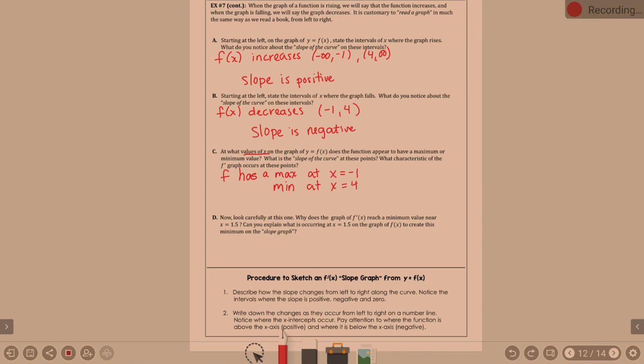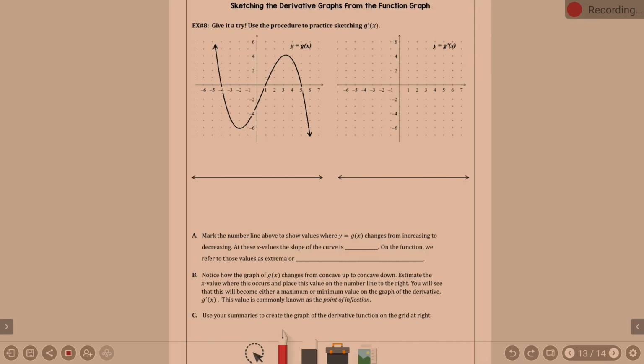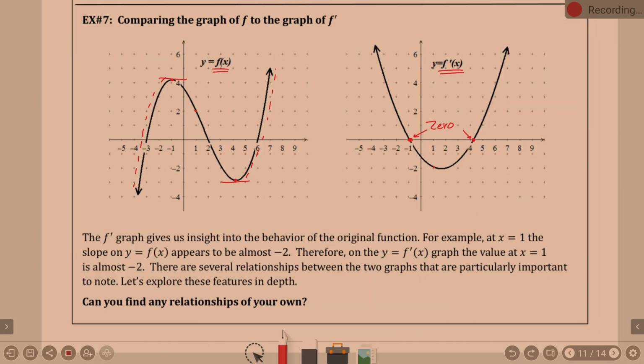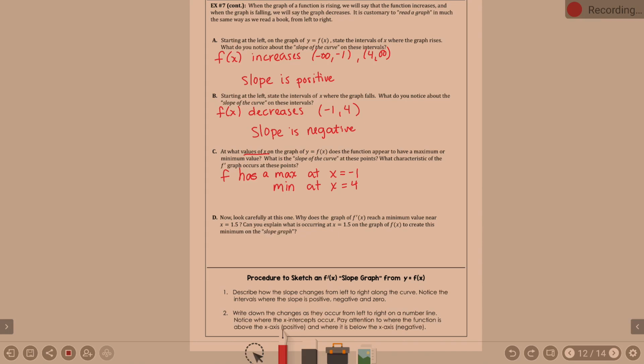Are you visualizing the graph? You have the graph in front of you. Okay. And what did we already talk about? What did we notice on this? Slope graph? Those are what? Zeros, yes? So zeros on the slope graph always match up with maxes and mins there. Okay. Slope is 0 at these points.